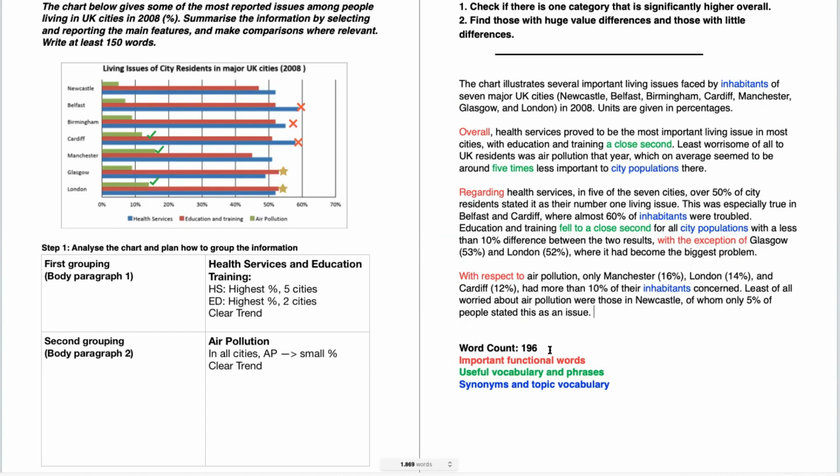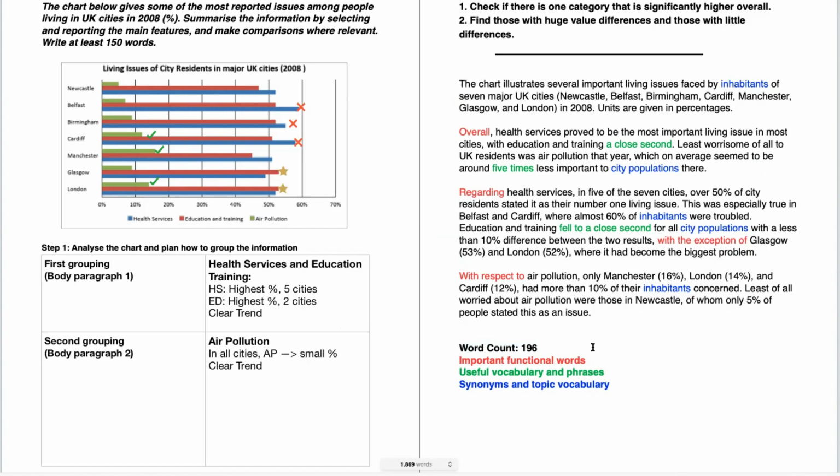And that got me at my word count of 196. That's a great place to stop. You don't want to go too much over 200 in writing task 1. And we've definitely fulfilled everything. So our task achievement has been fulfilled because we've looked at the trends, we've looked at the specifics.